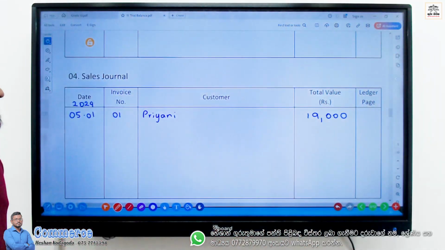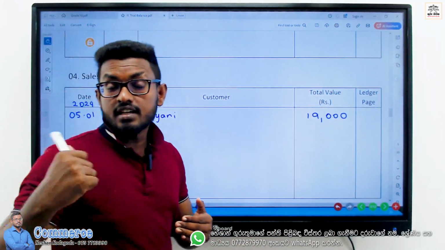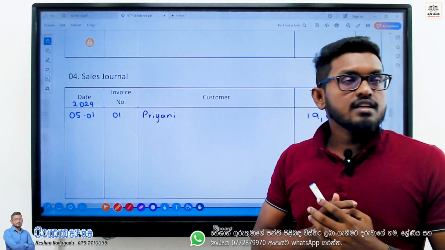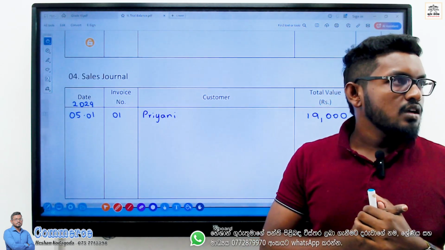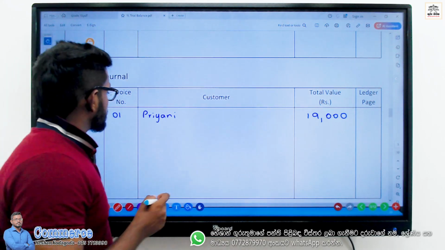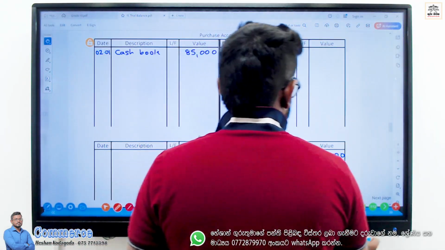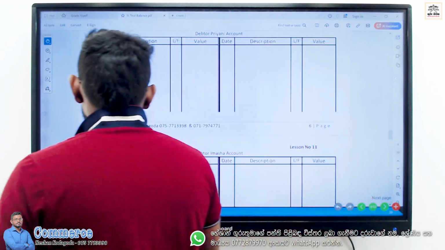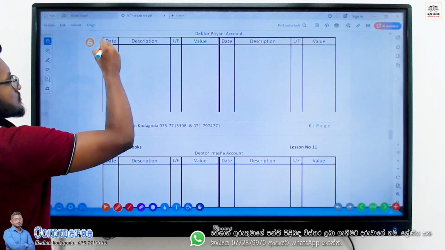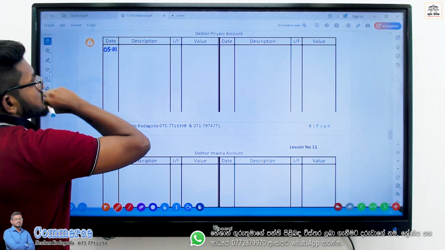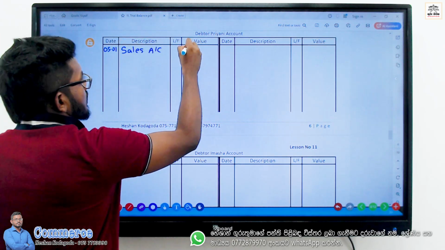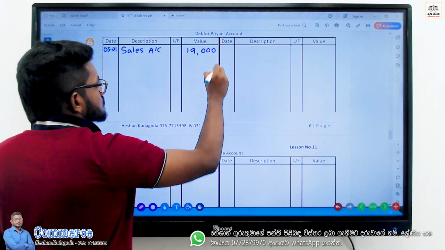No, Priyani is a debtor, right? At the end of the month, we credit the sales account. Till then, we need to debit the debtor Priyani account. Understand? Go to the debtor Priyani account and debit the amount, 19,000, 5th of January. Debtor Priyani account. So the date is 5th of January, sales account, it's 19,000. Right?